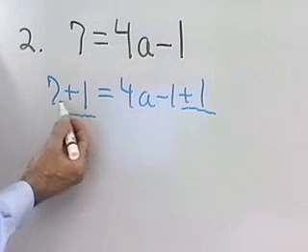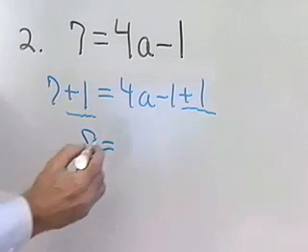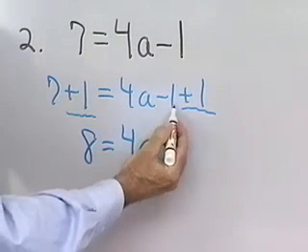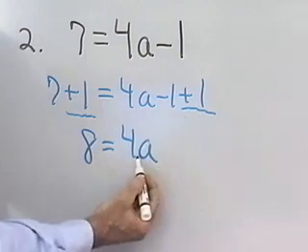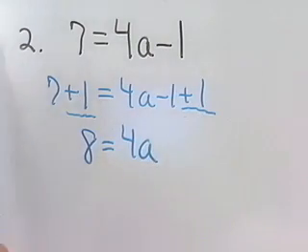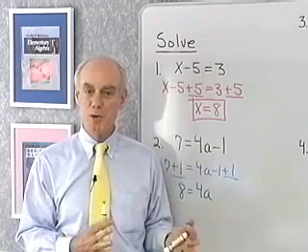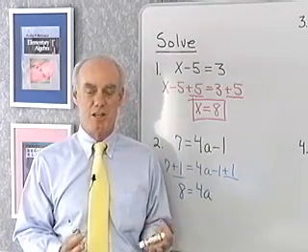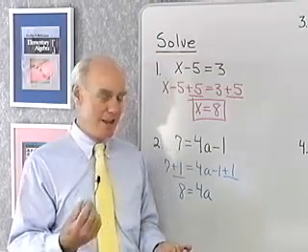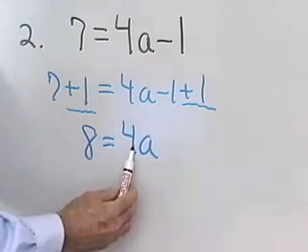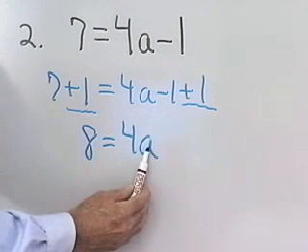Now on the left side here, 7 plus 1 is 8. And on the right side, I'm going to have 4a plus negative 1 plus 1, which is 4a plus 0, which is just 4a. Now that brings me to my second property, which is the multiplication property of equality, which says I'm free to multiply both sides of an equation by the same non-zero number anytime I want, and I won't change the solution to that equation. That allows me to take this 4a and replace it with just 1a, so I have my a isolated on this side of the equation.